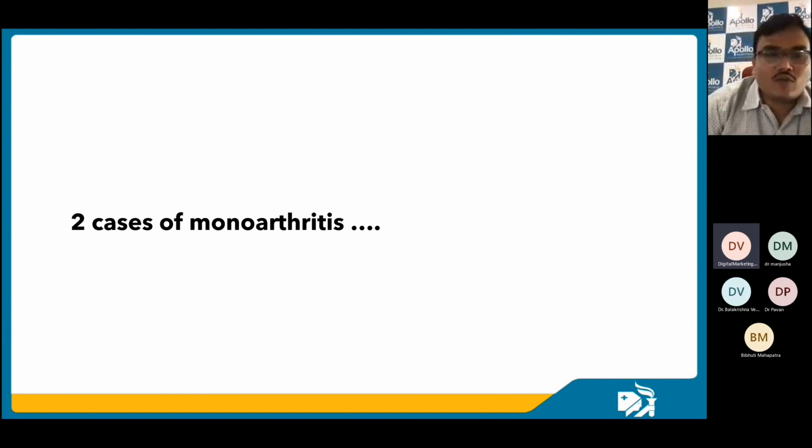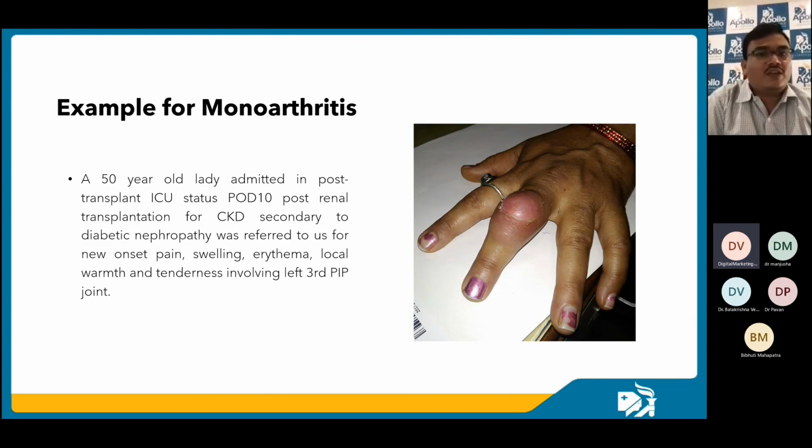So for completion, I would like to tell two cases of monoarthritis. A 50-year-old lady was admitted in the post-transplant ICU. She has undergone a renal transplant for her CKD secondary to diabetic nephropathy, and she was referred to us for new onset pain, swelling, erythema, local warmth and tenderness involving the left third PIP joint. So this is a typical presentation of a monoarthritis involving only a single joint. You can see here there are signs of inflammation.